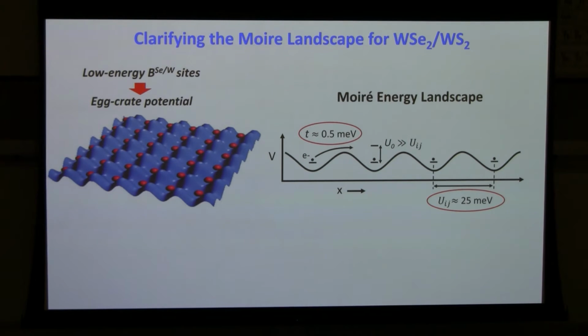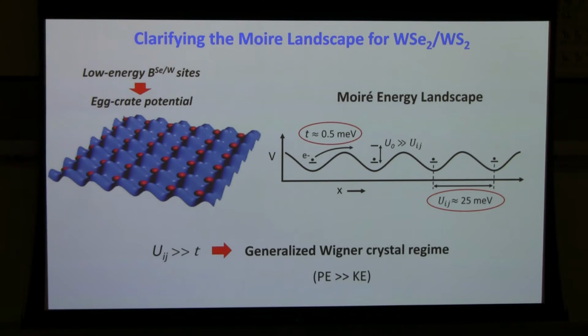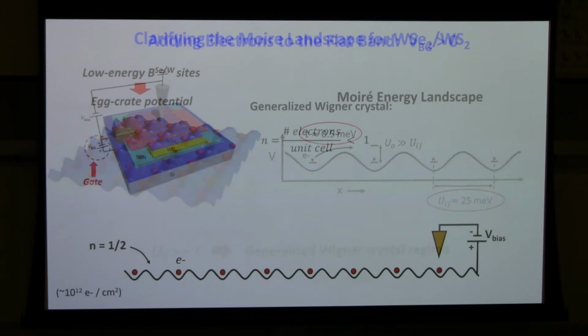And so this is good, because what we see from this is that the long-range Coulomb interaction is much bigger than the kinetic energy. And so that puts us into an interesting regime where it might be possible to actually see the generalized Wigner crystal. So that's good. So that means that all we've got to do then is to gate our sample, fill it with some electrons, and take a picture of it. And so that's what we did.